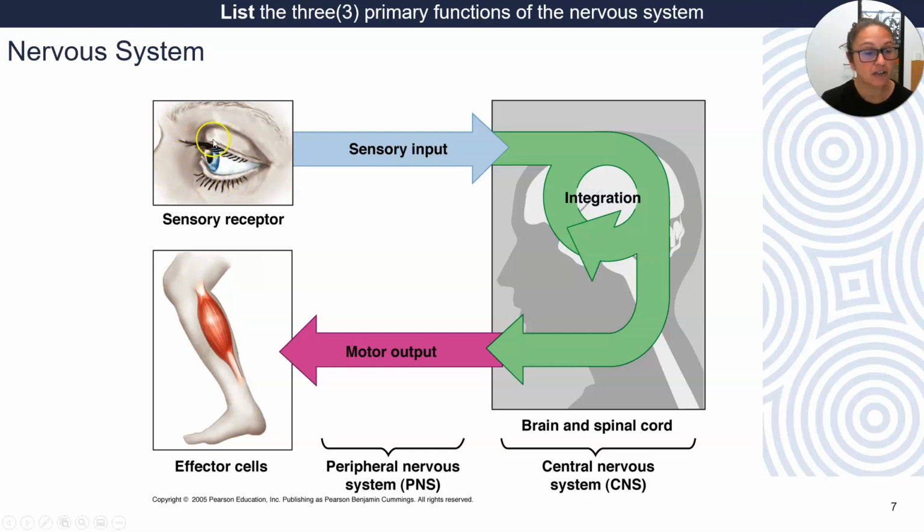So this is detecting light. The nervous system does something with that information and then something happens as a response. So you've got sensory information coming in, some kind of integration, and then motor information coming out again.